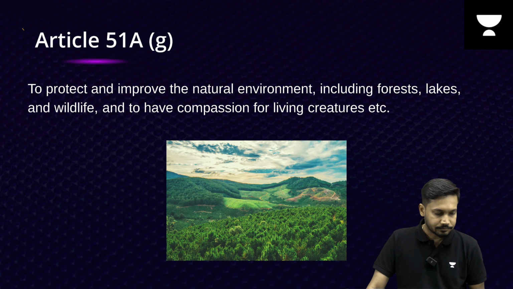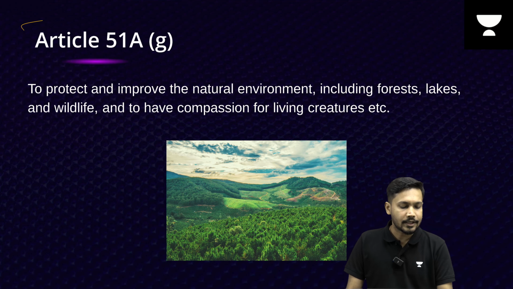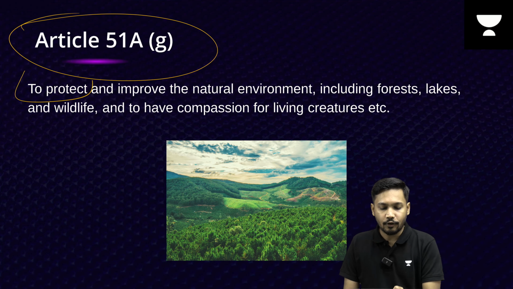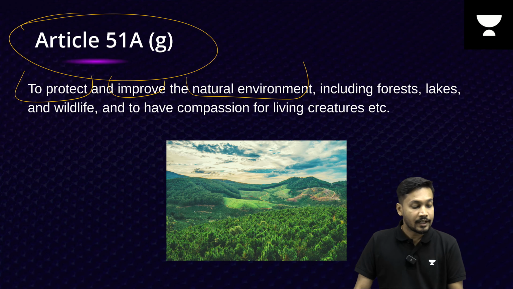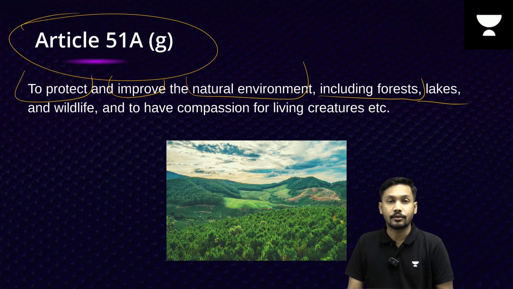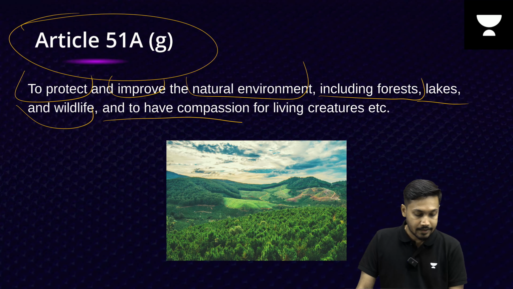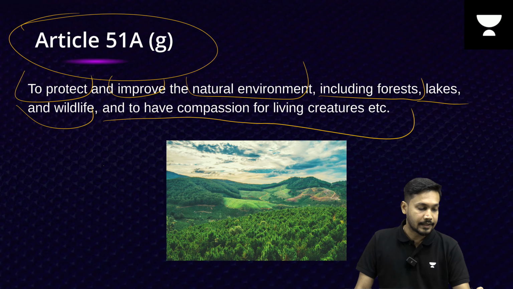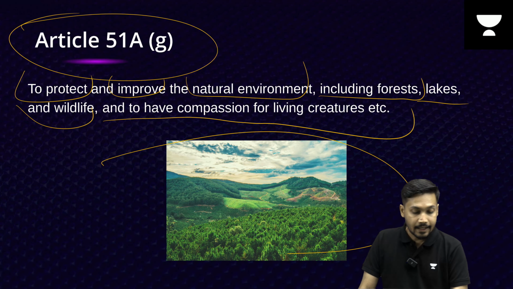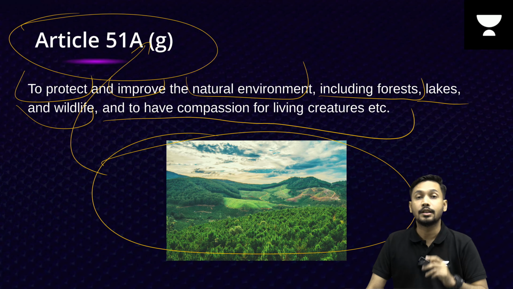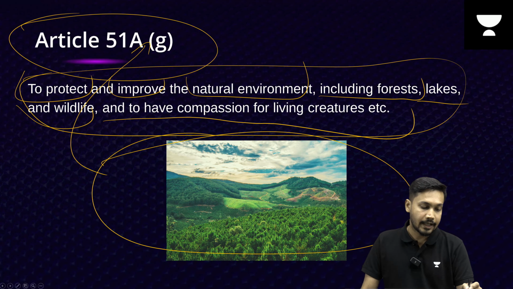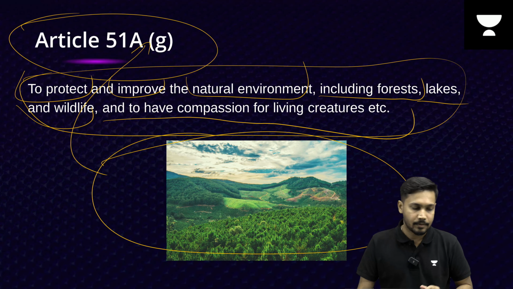Then there is G, to protect and improve the natural environment, including forests, lakes and wildlife, and to have compassion for living creatures, etc. This is a photo of greenery, this is G, and this is exactly what we have to protect, is what the clause tells us. So, again G, greenery, easy to remember.